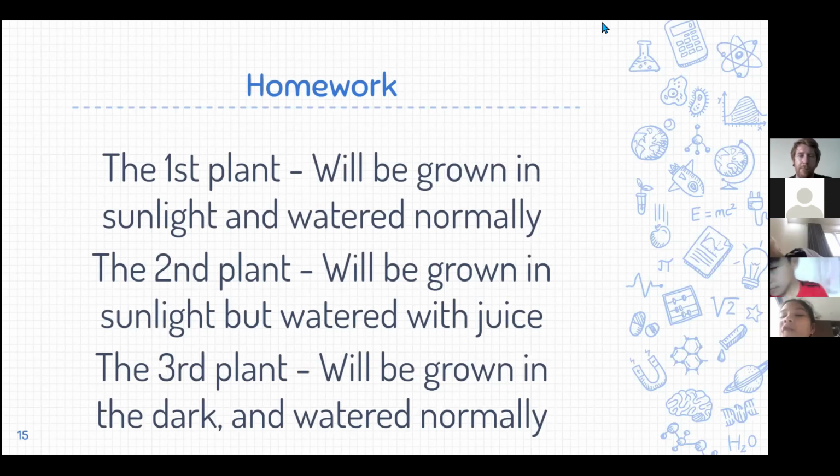Why don't you make the fourth plant grow in the dark and water with juice? Okay, you don't need to do that. How about lemon? Yeah, lemon juice is fine as well. Anything that's kind of acidic will work perfectly.